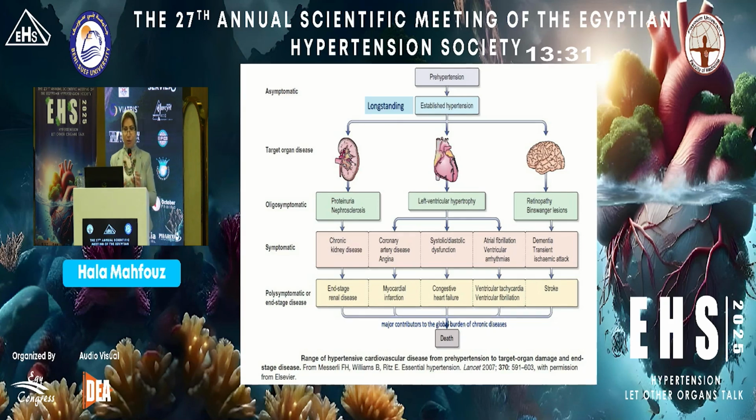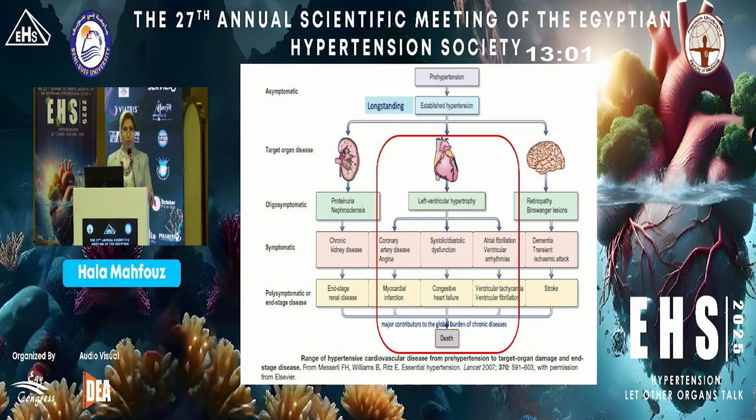Now, long-standing hypertension or elevated blood pressure is associated with many effects on the whole cardiovascular and non-cardiovascular organs inside the body. This starts with the renal issue, proteinuria and nephrosclerosis that may progressively lead to chronic kidney disease and end-stage renal disease, or in the cardiovascular system, especially left ventricular hypertrophy due to chronic pressure overload. It will result sooner or later in coronary heart disease, angina, systolic and diastolic dysfunction, and congestive heart failure.